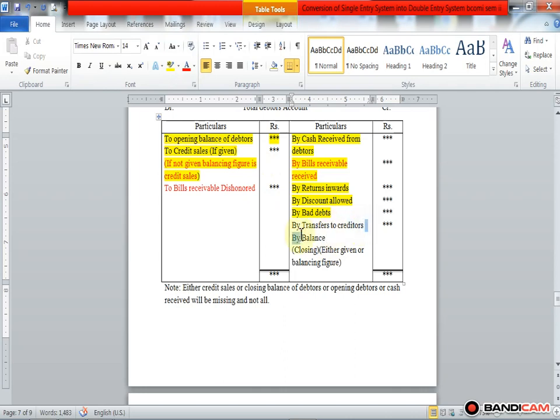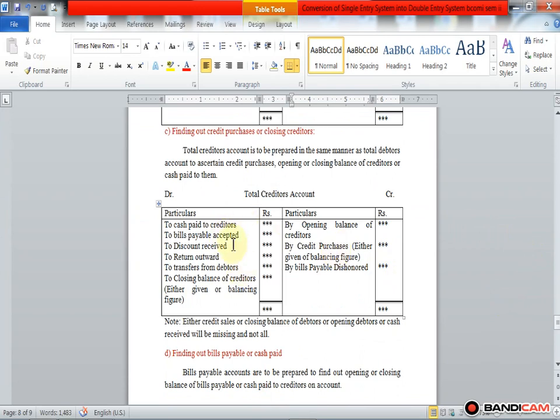Then by transfer to creditors. Here some amount is transferred to the creditors. So creditors account debit to debtors account, because the money is transferred from debtors to the creditors. The creditor is a receiver, and that receiver is always on the debit side, that is, debit creditors account to debtors account. So the second effect is on the account of creditors on the debit side, that is, transfer from debtors. So the dual effect is given here.